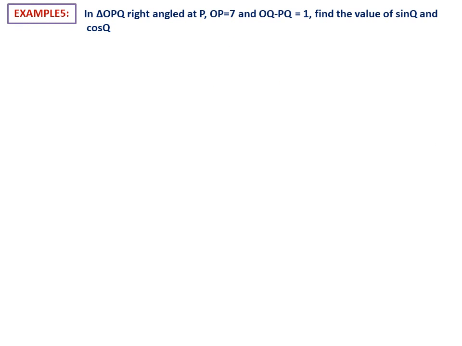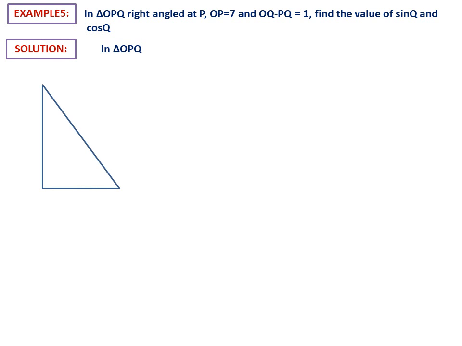Example 5. In triangle OPQ, right angle at P, that means P is 90 degrees, OP is 7 and OQ minus PQ equal to 1.